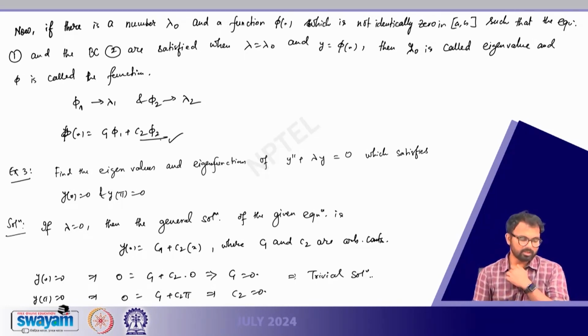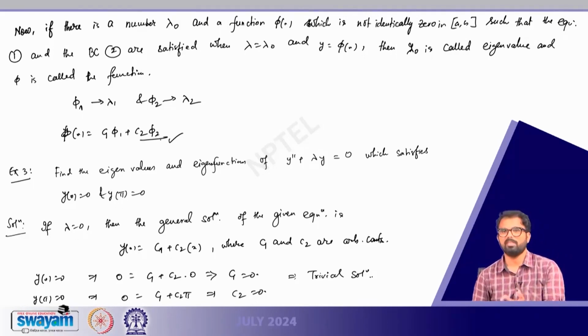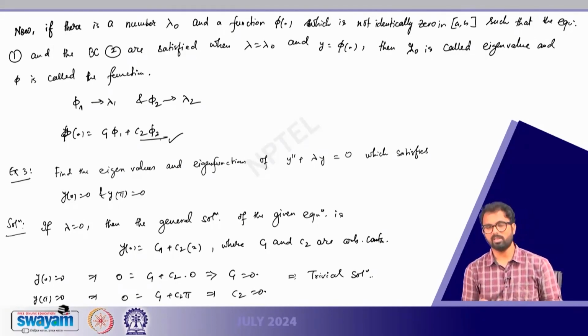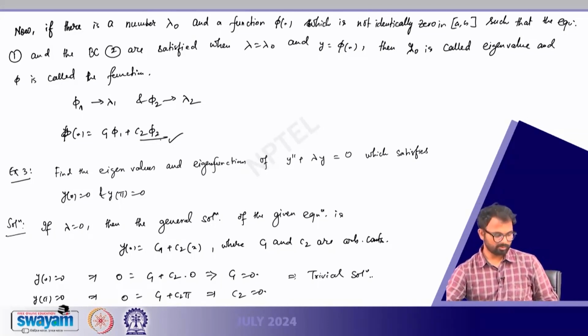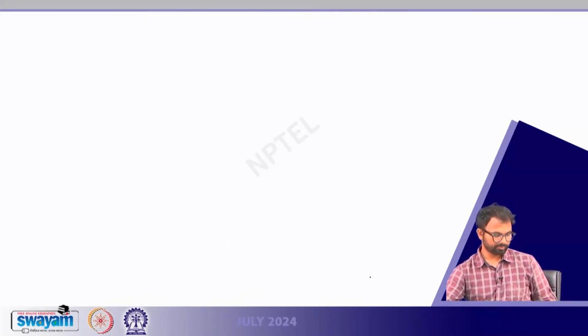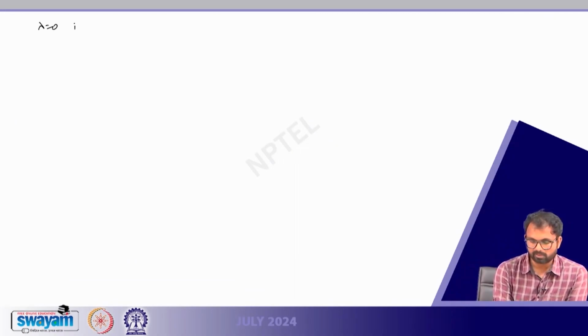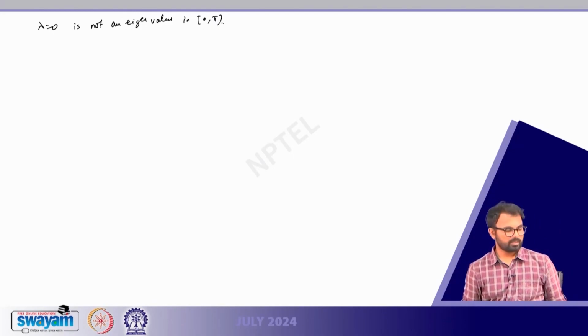So, this leads to a trivial solution, that means y equals 0 is the only solution in the interval 0 to pi. But a trivial solution is something that we do not want, because y equals 0 will always be a solution, but that is not something we should be analyzing. So, lambda equals 0 is not an eigenvalue in 0 to pi.